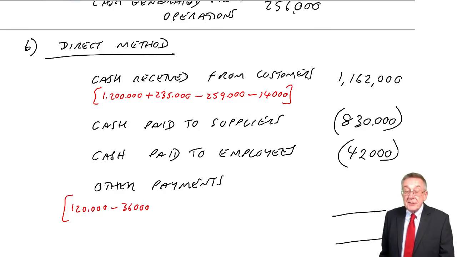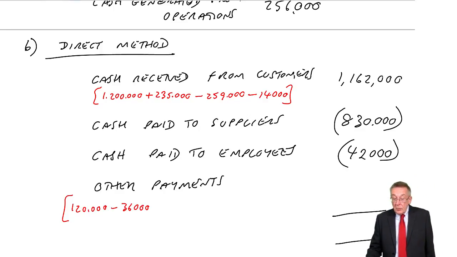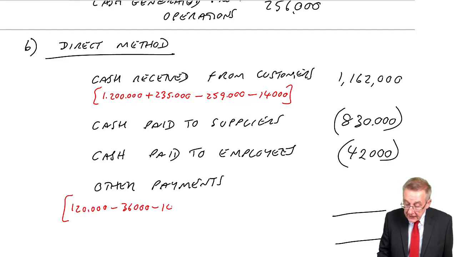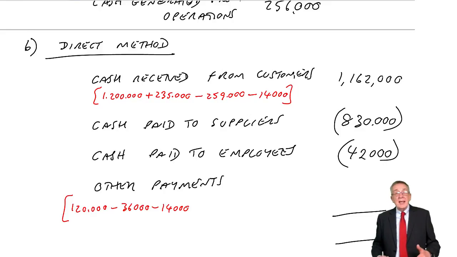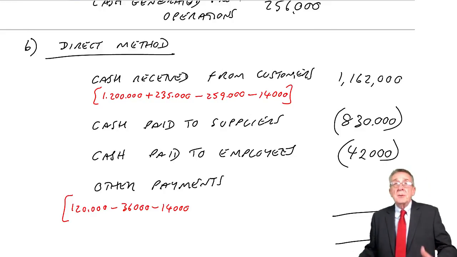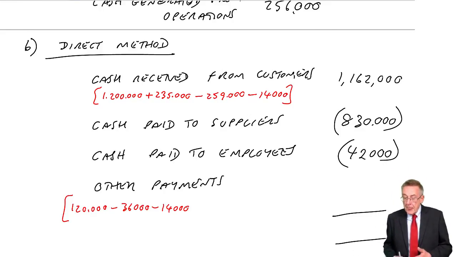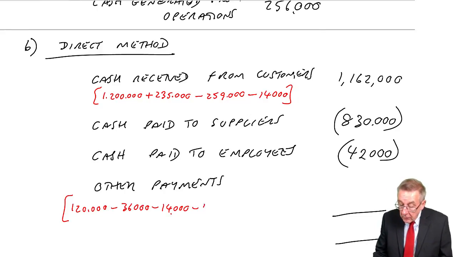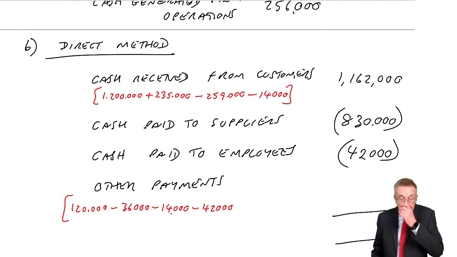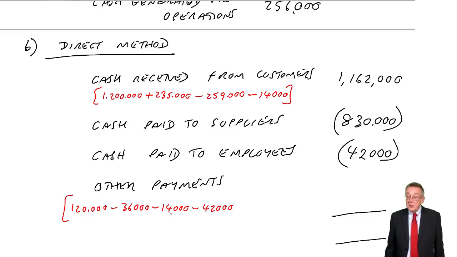The irrecoverable debts of 14. Well, that's not an actual cash payment, and I've dealt with it when I got cash received from customers. The cash we received was 14,000 less than it would have been. So I don't want to include it twice, so I'll take that out of my expenses. Employment costs, 42. Well, we're showing that separately, so I don't want to include that 42 here as well. Take it out.